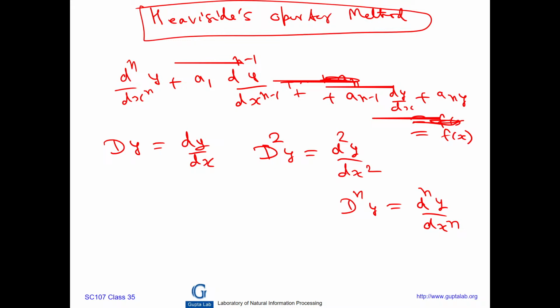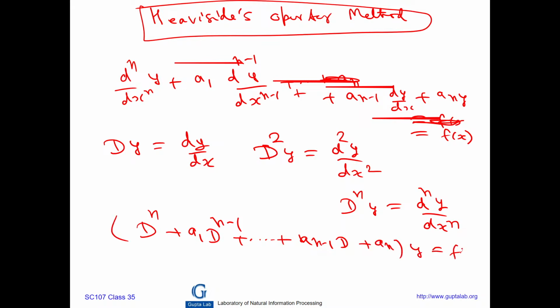It's like an operator. Okay. So this whole thing will simplify to D raised to power n plus a1 times D raised to power n minus 1 plus dot dot dot a_{n-1} times D plus a_n, times y, is equal to f of x. Right. Operator. So D square means differentiating twice. D cube means differentiating 3 times and so on. Right. So this whole thing I can call P of D. So P of D times y is equal to f of x.